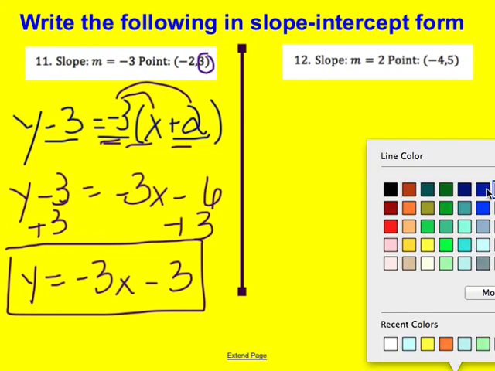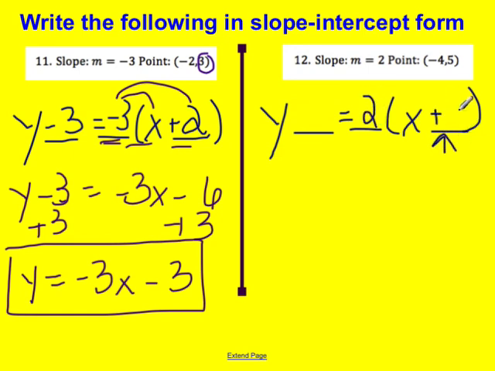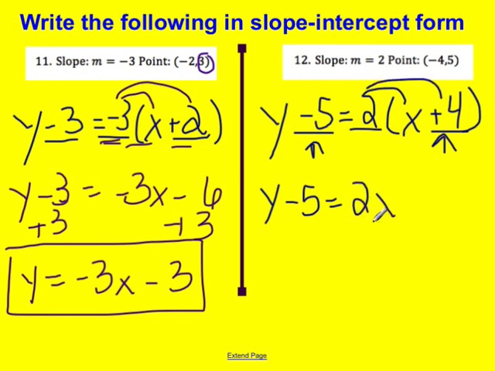Let's take a look at number 12. So for number 12, we're going to put that into point-slope form. So my slope is going to be 2. Here's going to be the opposite of my x-coordinate. Well, it's -4, so I'm going to add 4. Here is going to be the opposite of my y-coordinate, so that's going to be -5. So then we have y minus 5 is equal to, now I'm going to take that 2 and distribute it in. 2 times x is 2x, 2 times 4 is 8.